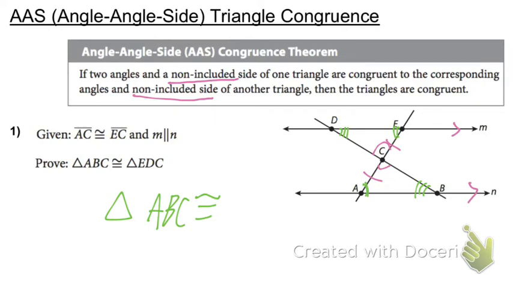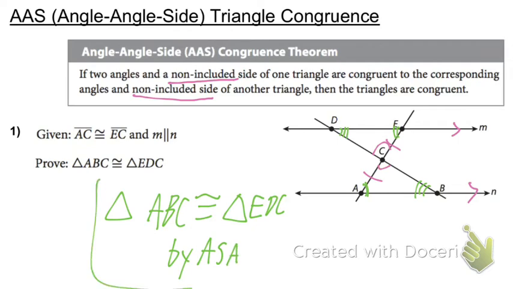Triangle ABC is congruent to triangle EDC. What method do you want to use, Sierra? Front Sierra, not back Sierra. ASA? Okay. Angle side angle. Is that what you said? Oh, okay. Yeah.